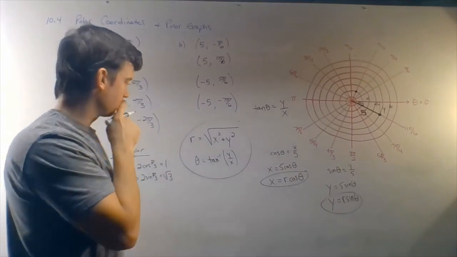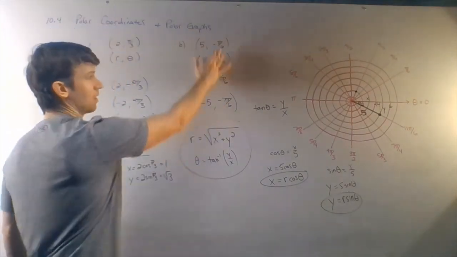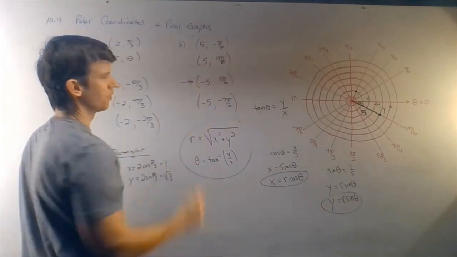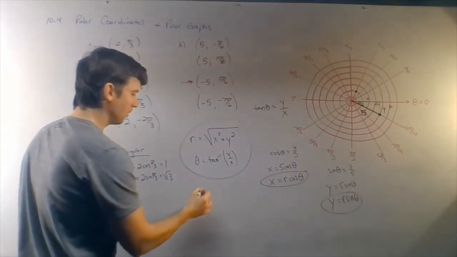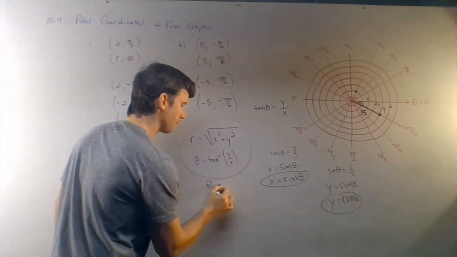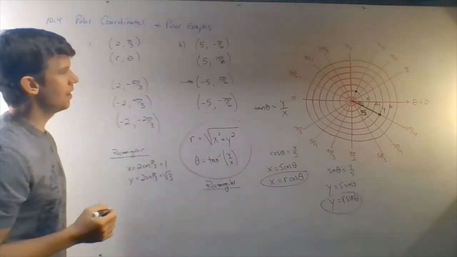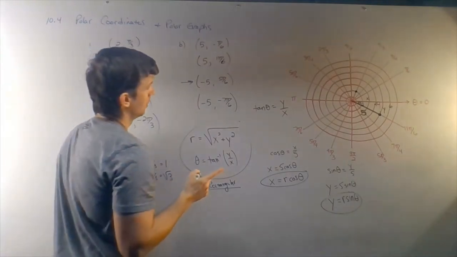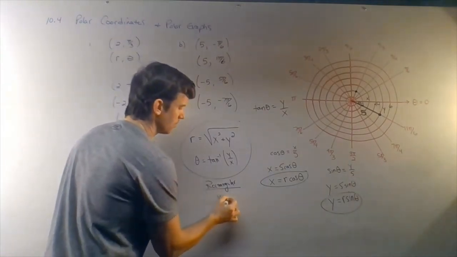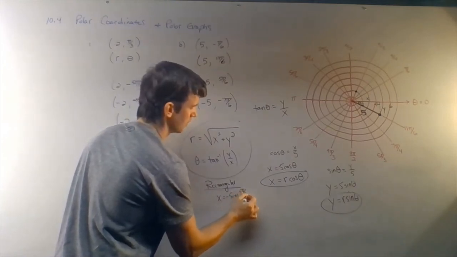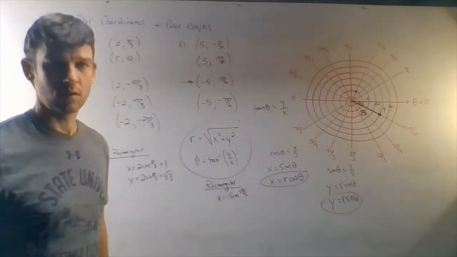So that makes sense. The next one, and it doesn't matter which version you use, right? They're all the same point. So we could use this version if I wanted to. If I want to find the rectangular form of that, then I would have x equals -5 cosine of 5 pi over 6, or any of those versions, okay?